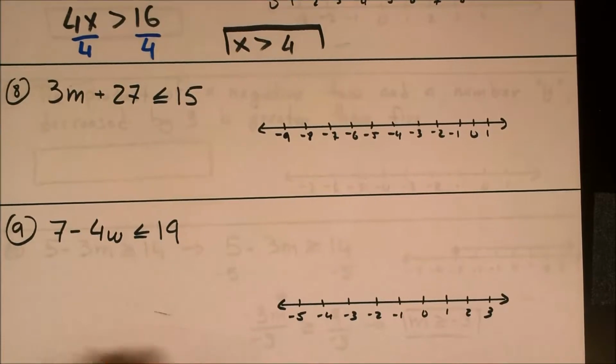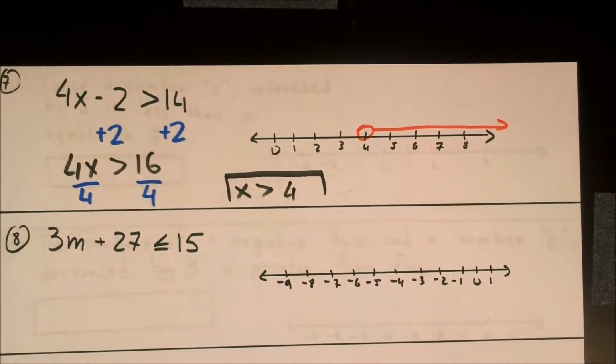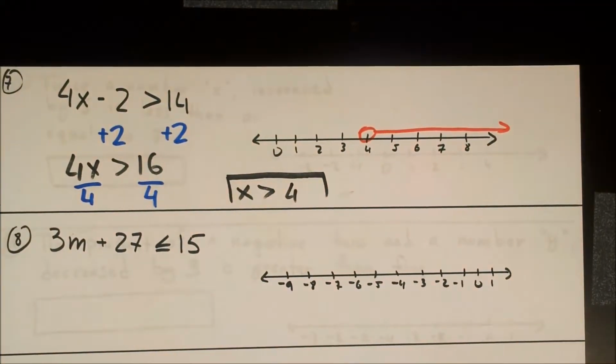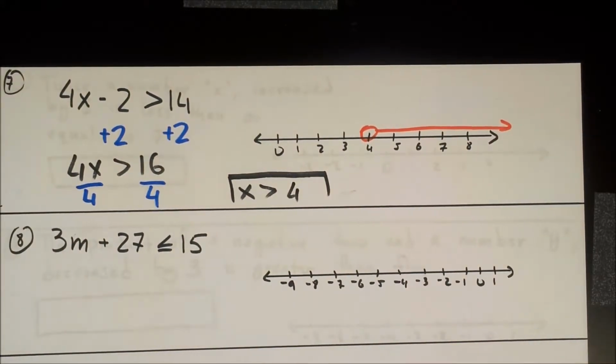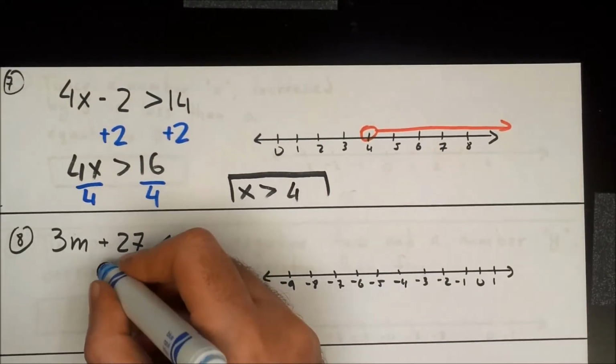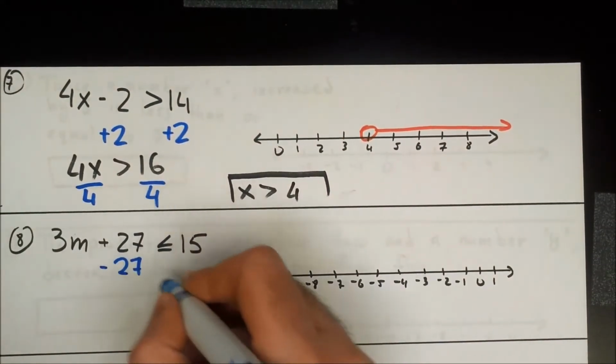All right. Actually, let's do this. Number 8, very similar to number 7. It's a two-step inequality. Let's go ahead and crunch it out. I've got to get rid of this plus 27, so I'm going to subtract 27 from both sides.